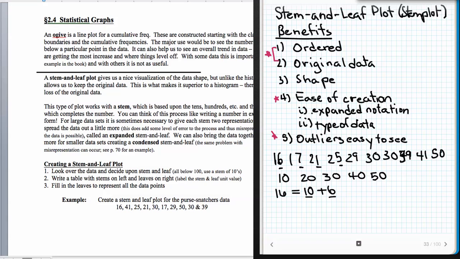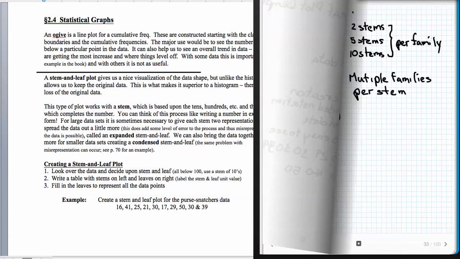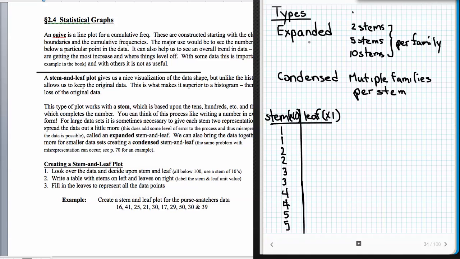So I'm going to go on to the next page here, and I'm going to show you that we can have a couple of different types of stem and leaves. We could have an expanded stem and leaf, and we have a condensed stem and leaf. Now when we make an expanded stem and leaf, we're spreading data out a little ways that is all in a very close, compact area where we may have quite a bit of data. So what we have to do is with every stem, we have to have an equal amount of leaves. So we can have 2 stems, 5 stems, or 10 stems because we have 10 digits that we can spread evenly over those.